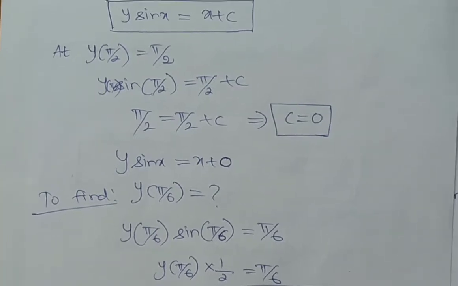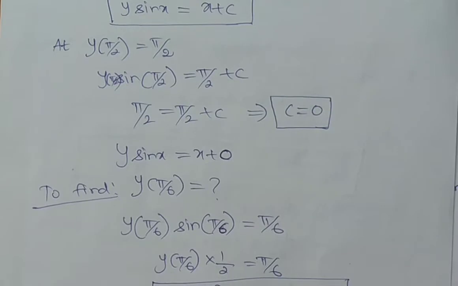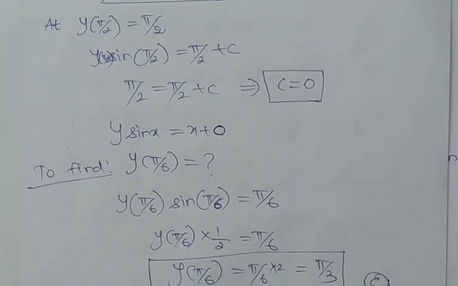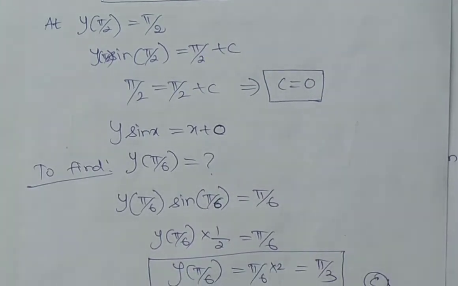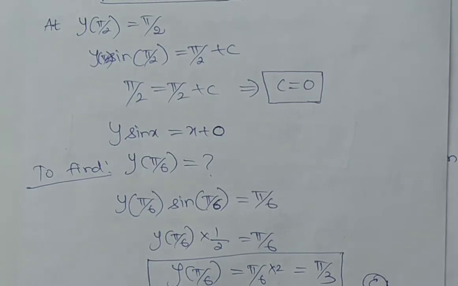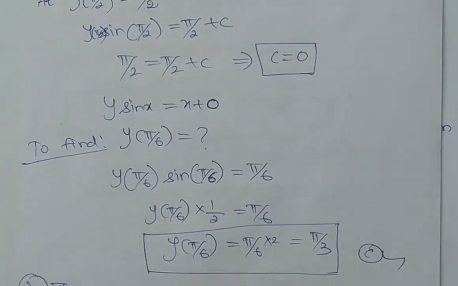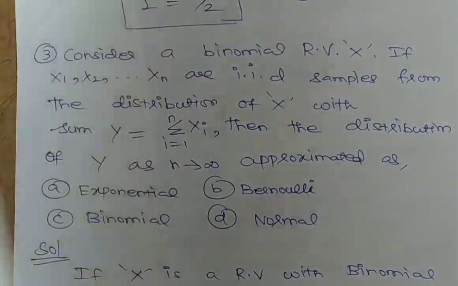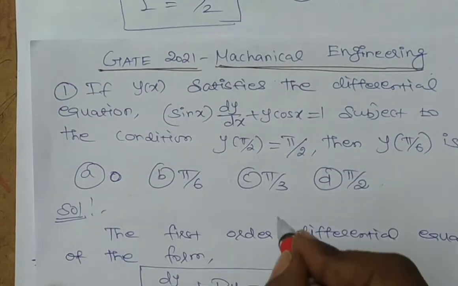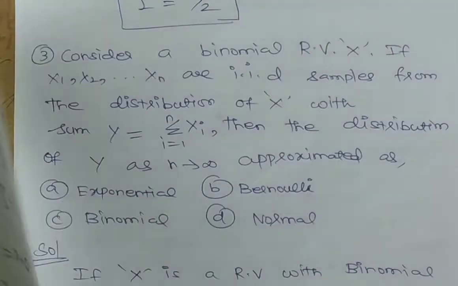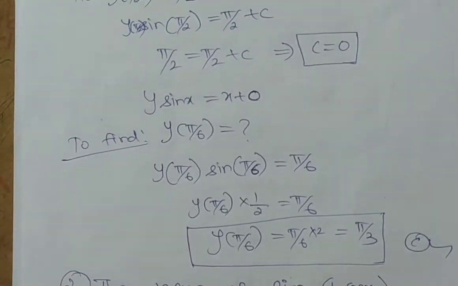Now you want to find out y of pi by 6. y of pi by 6 into sin pi by 6 equal to pi by 6. The value of sin pi by 6 is 1 by 2, which is equal to pi by 6. The answer is pi by 3, which is given. Option C is correct. Next question.